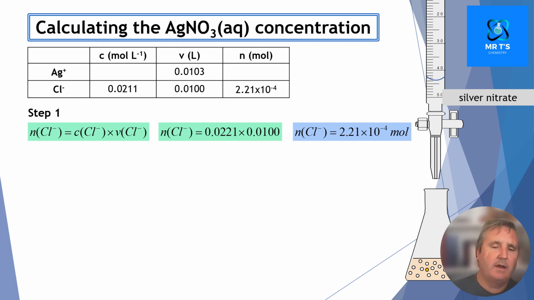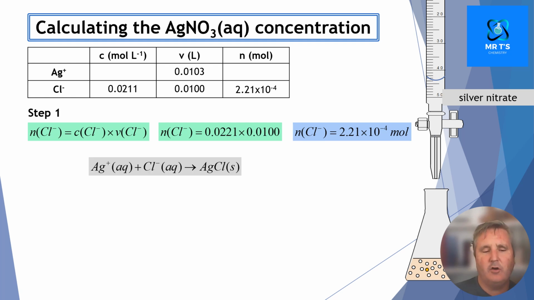Step 2 is we look at the equation for the reaction, that is every 1 silver reacts with 1 chloride.